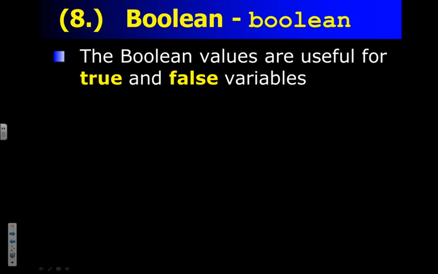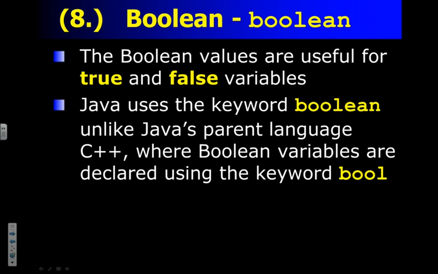Okay, and then there's one that I also introduced to you last year, the Boolean. It's the simplest data type. It only holds 2 values, true or false.